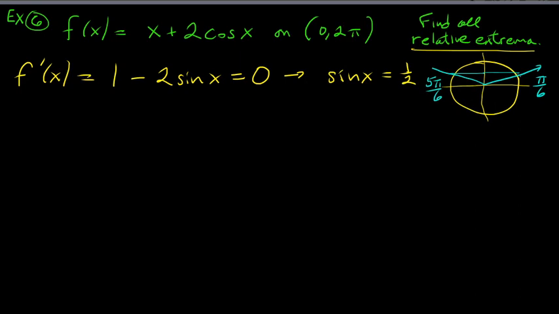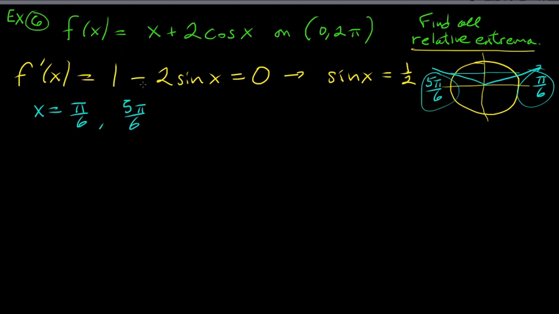And that's it from 0 to 2 pi, right? Obviously we can do 13 pi over 6. We can do 17 pi over 6, but those are bigger than 2 pi, right? So again, I think we only have the two critical numbers, pi over 6 and 5 pi over 6. I'm guessing we're going to get one of each, but that can happen.